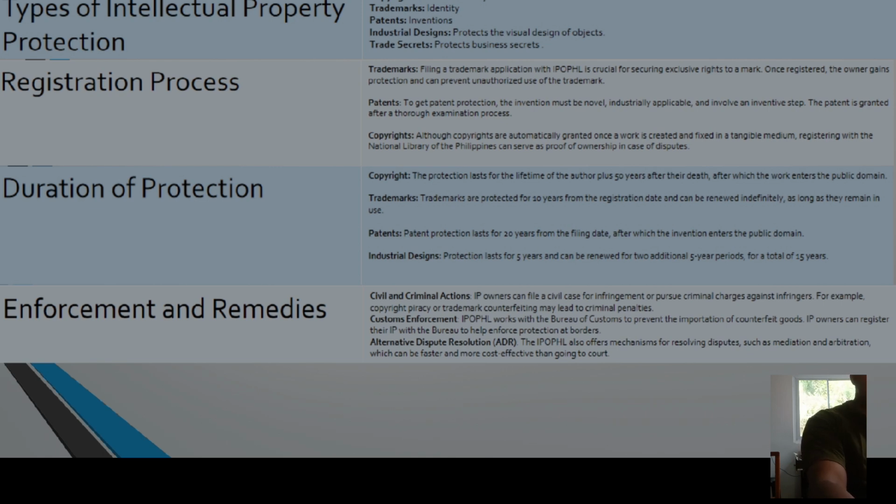Another one is alternative dispute resolution, where the IPOPHL offers a mechanism for resolving disputes, such as mediation and arbitration, which can be faster and more cost-effective than going to court. So there is a certain arrangement between different parties.